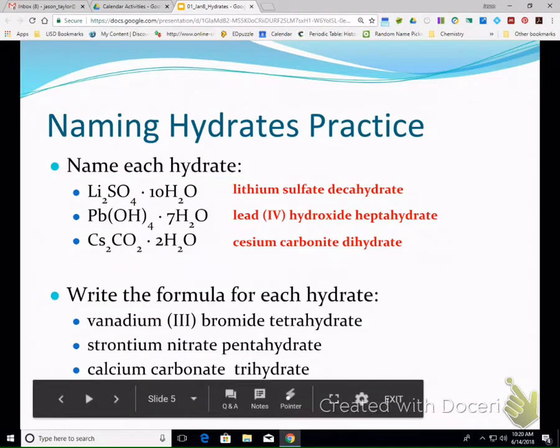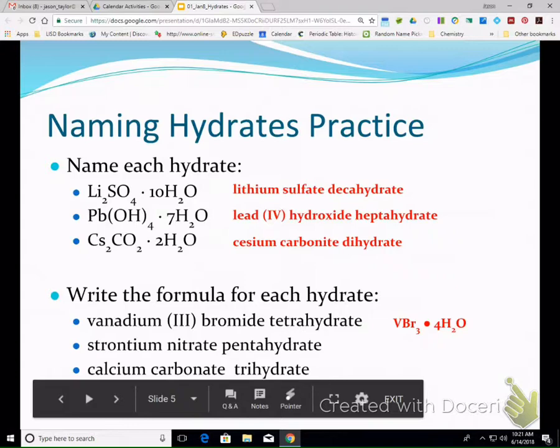All right, in the bottom part, we're going to turn it around and go from words into symbols. So vanadium(III) bromide. Vanadium is a transition metal, V+3. Bromide is Br-1. And then what does tetra mean? Right, it means 4. So we're going to have VBr3 for the vanadium(III) bromide, and then 4 waters.